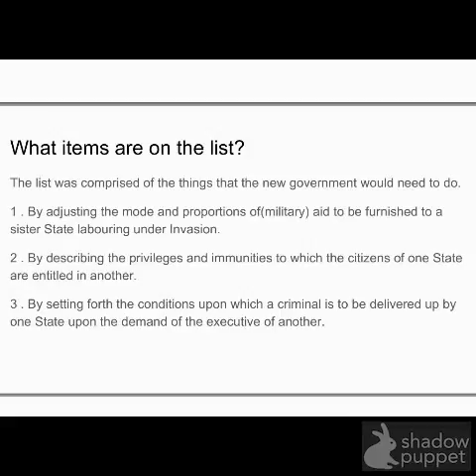By setting forth the conditions upon which a criminal is to be delivered up by one state upon the demand of the executive of another. So if I go to Pennsylvania, commit a crime, and I then come back to New York, what rights does the Pennsylvania government have to prosecute me? Does New York have to send me back?